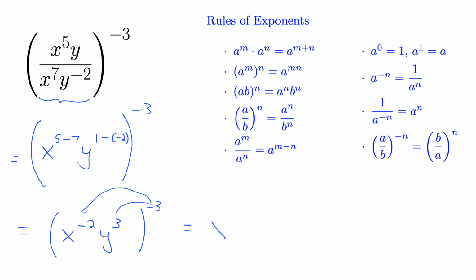Okay, that gives us x to the negative 2 times negative 3 is 6. y to the 3 times negative 3 is negative 9. Last thing to do, make sure there's no negative exponents in the final answer. So this y to the negative 9 is going down to the denominator: x to the 6th over y to the 9, final answer. Is that what you got? If not, maybe give it another shot. Make sure you're getting the correct answer there.